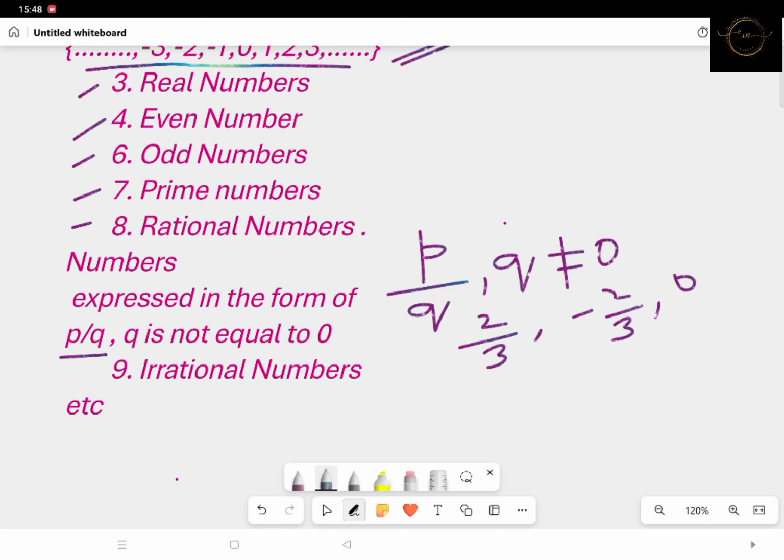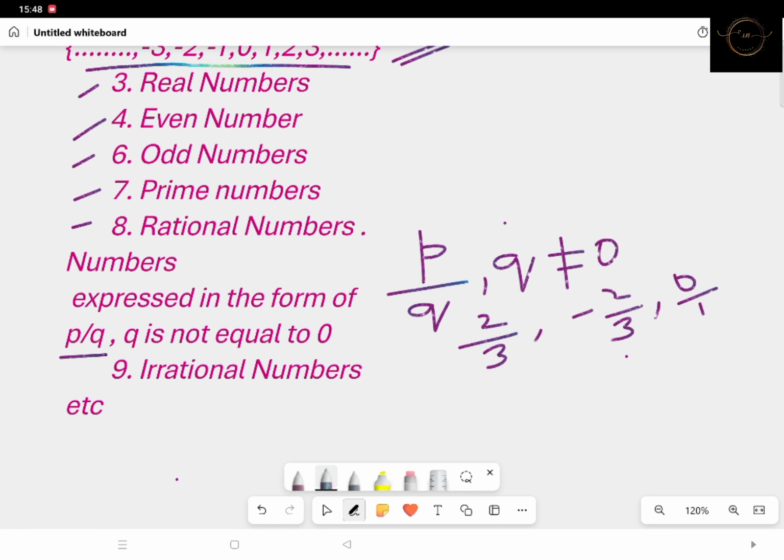Likewise, when you talk about the next number, -2 by 3, we know that it is comprised of -2 and 3 or 2 and -3. So that is a negative rational number because it is comprised of negative integers. Also 0 is a rational number because 0 can be expressed in the form of 0 by 1.